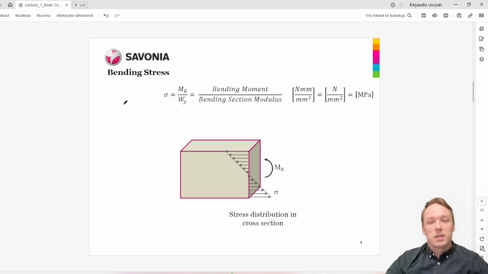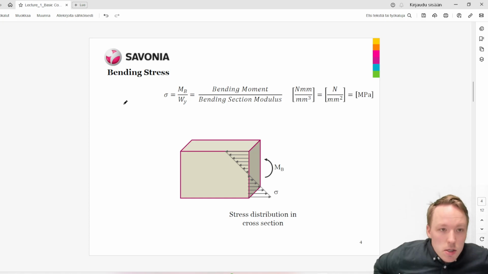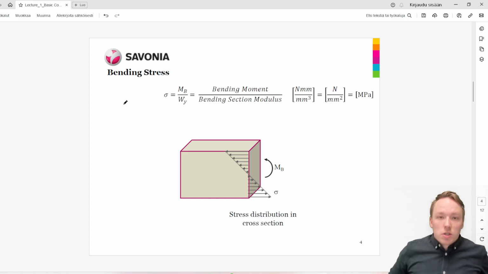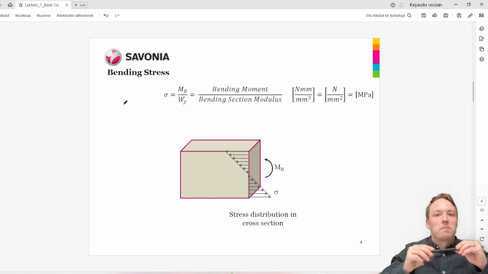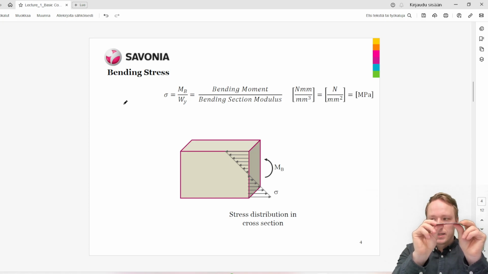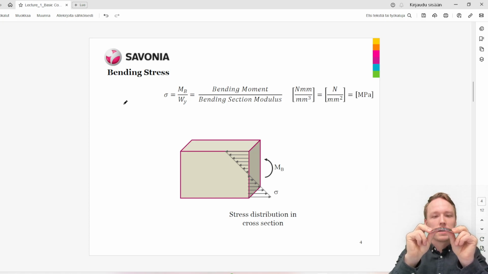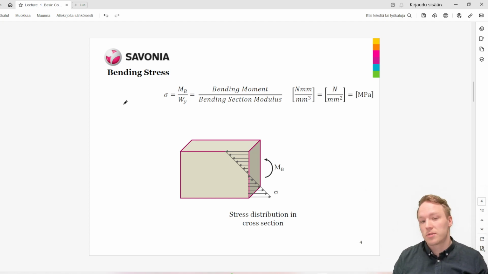So, the third one is bending stress. Bending stress is basically a special case of normal stress. In normal stress, we were just pulling or squeezing a piece of material. But in bending stress, like the name suggests, we are bending things. Okay? So here I have a basic plastic card which I'm bending, and you can understand that when I bend this material, it's experiencing some sort of stress.